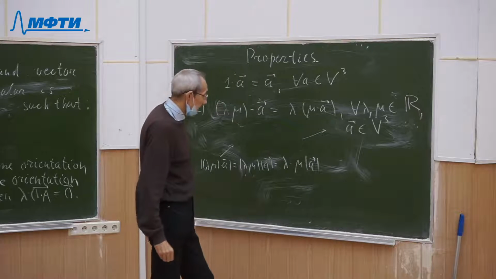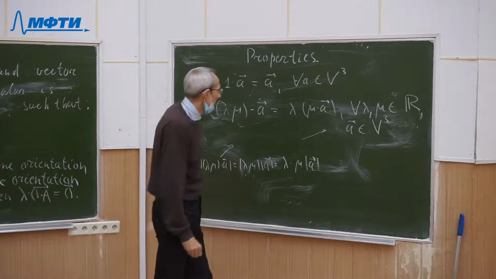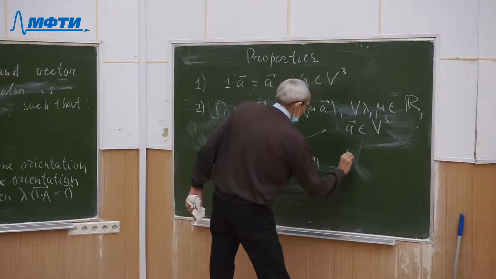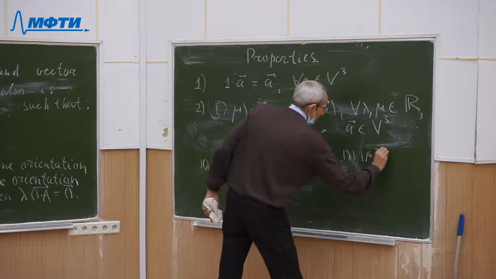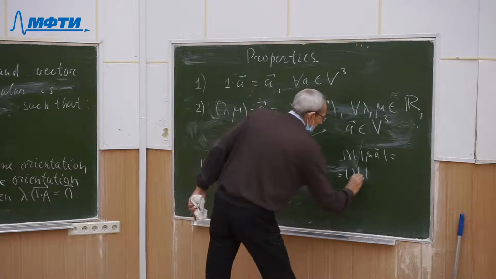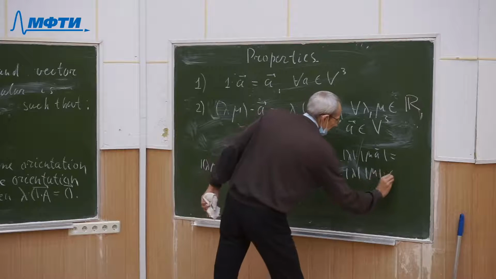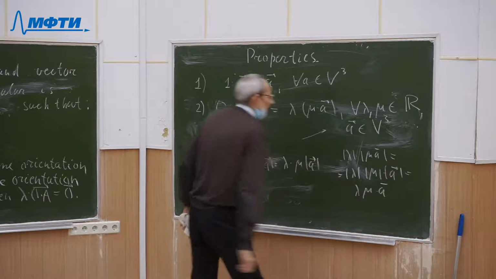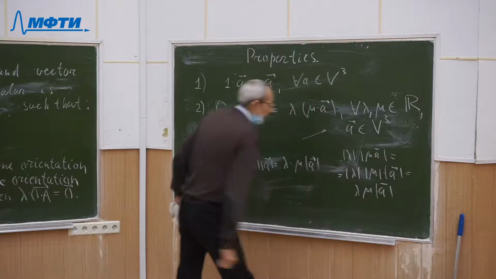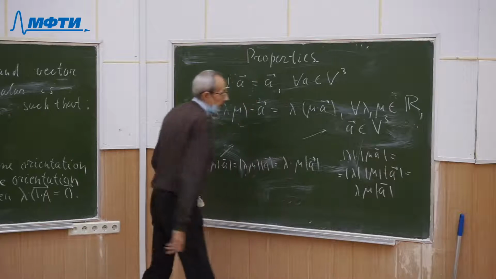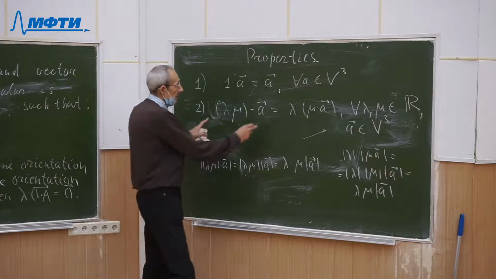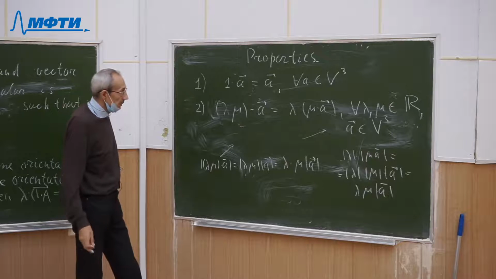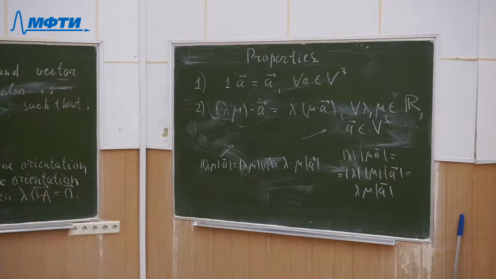The right side is a vector which is parallel to the vector A, and this vector has the length which is the product of the modulus of lambda and the modulus of mu and the length of A, and is equal to lambda mu and the length of A. And we can see that the left side and right side vectors have the same length and same direction. Then these vectors are equivalent or equal.